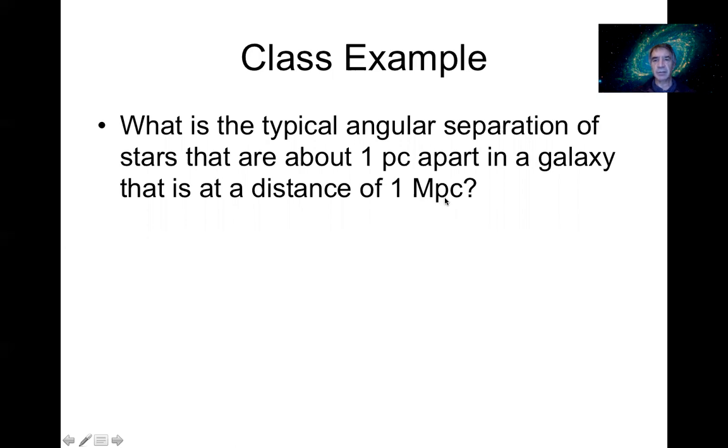So if 2 stars are 1 parsec apart physically, but at a distance of 1 megaparsec away from us, what is their angular separation is the question. Okay, so have a look at that, and we'll see what that means when we come back after the break.